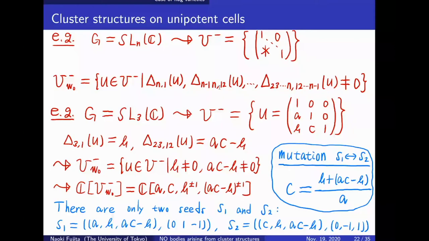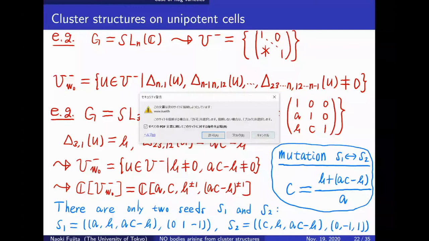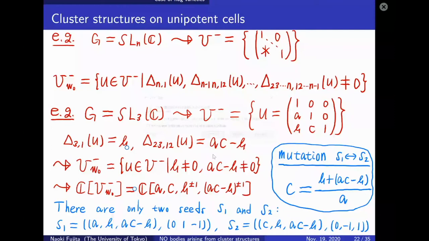Let G be SL3, and denote by A, B, C the coordinates of U minus. Then these minors appearing in this expression, delta 31 and delta 2312, are given by B and AC minus B. So U minus W0 is given by B not equal to zero and AC minus B not equal to zero. So the coordinate ring C[U minus W0] is generated by A, C, B, B inverse and AC minus B inverse.